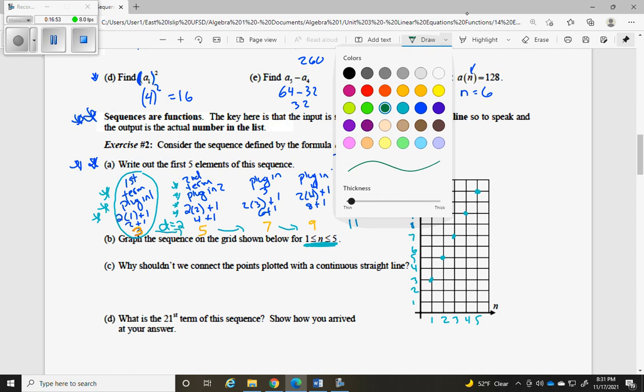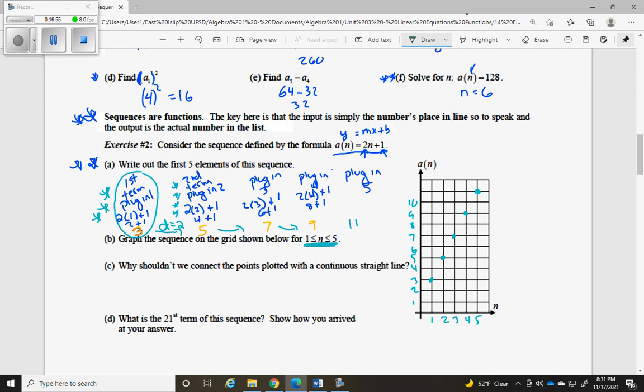Or that rate of change. I can see I'm going up 2 over 1, up 2 over 1. Aren't I increasing by 2 to get to the next term? Wasn't my common difference a 2 to get to my next term? So really, an arithmetic sequence is a linear function. So that's how come this looks like y equals mx plus b. It's just that we don't connect it with a line because there is nothing in between.